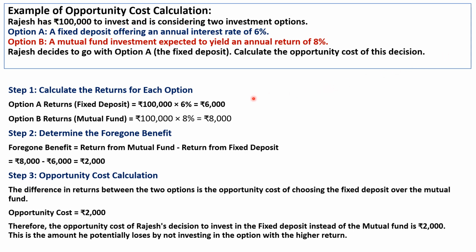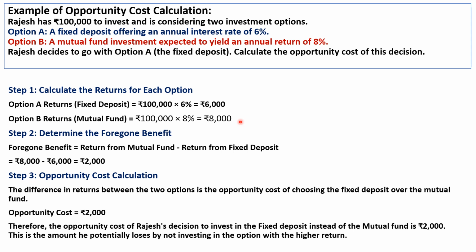Step 1. Let us calculate the returns for each option, option A and option B. Option A, that is fixed deposits. If 100,000 is invested at a 6% return, that is 6,000 per year. That is the expected return. Option B, that is mutual fund investment. If 100,000 is invested in a mutual fund at 8% return, the annual return is 8,000.